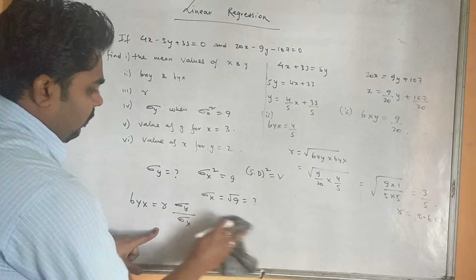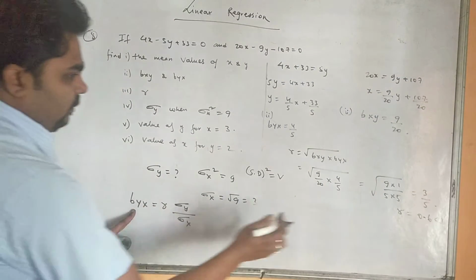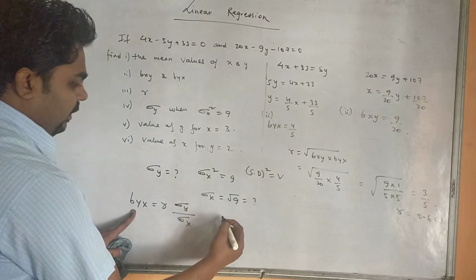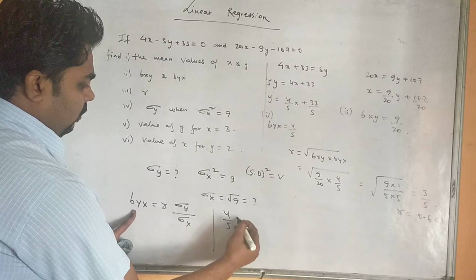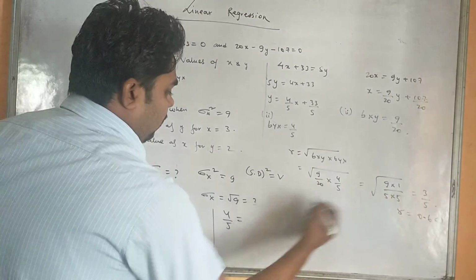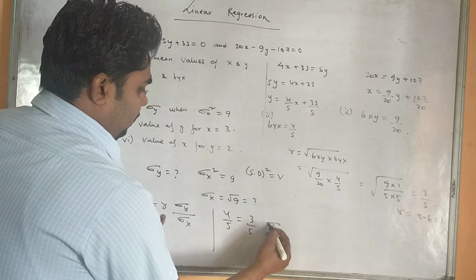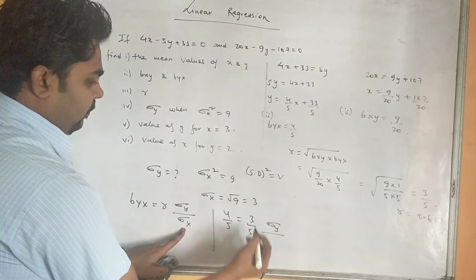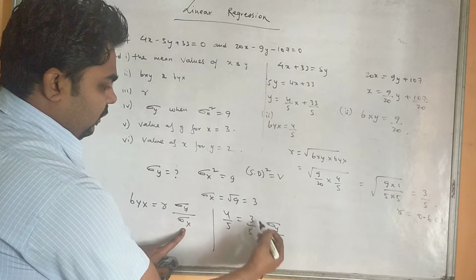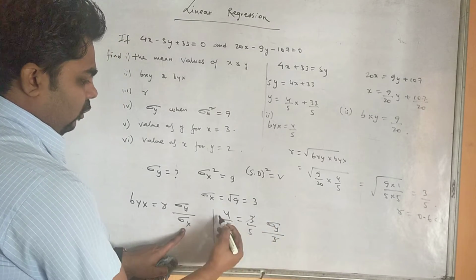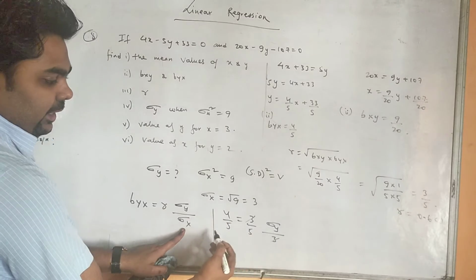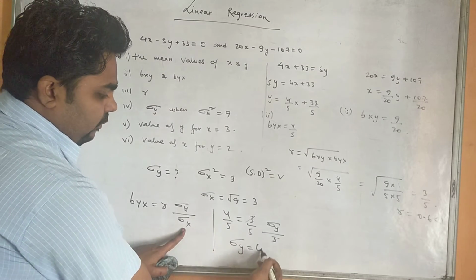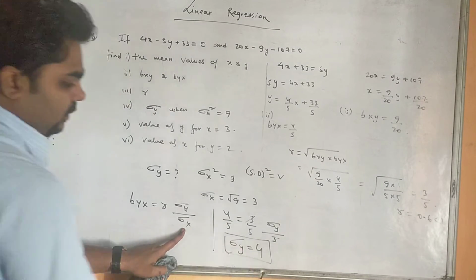Okay, so when I substitute byx, how much is byx here? You see, byx is 4 by 5. R value we got 3 by 5. Sigma y we have to find, and sigma x is how much? 3. Okay, so 3 and 3 got cancelled, and if you cross multiply, 5 and 5 will also get cancelled. So sigma y you will get 4. So this is our required answer.